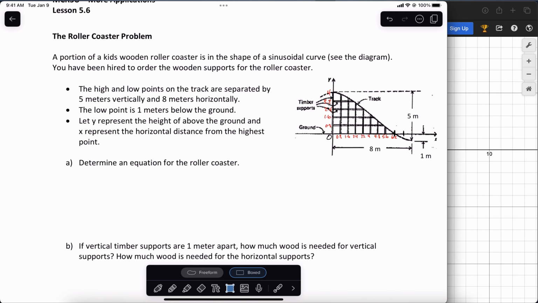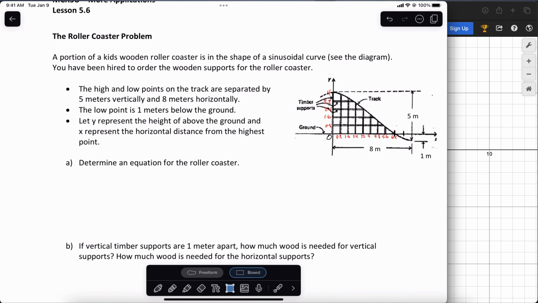Okay, so the low point is 1 meter below the ground. Okay, and we're going to let y represent the height above the ground and x represent the horizontal distance from the highest point. Okay, so that says each of those vertical supports is going to be a distance of 80 centimeters away from one another. And so that'll become important in part B.